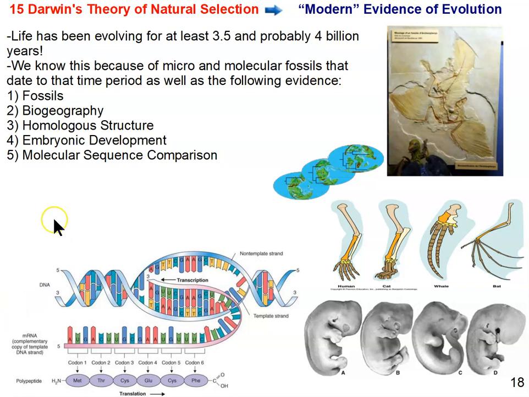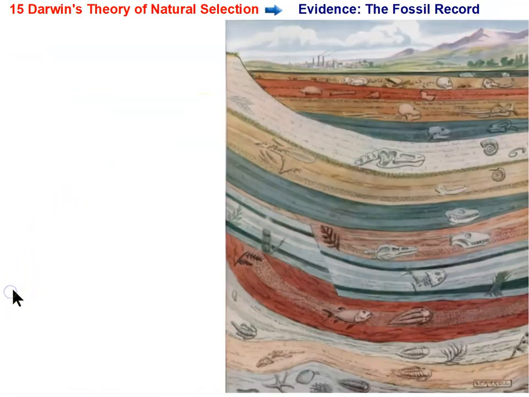I know we already covered this slide, but it leads to the next series of slides, which is going to finish us up for this unit. So this list is a list of evidence, modern evidence, that evolution has occurred on this planet and is continuing to occur. So the first thing on the list is fossils.